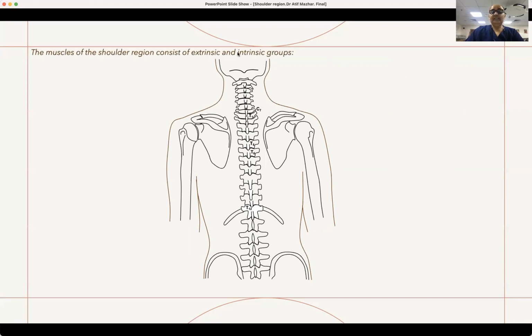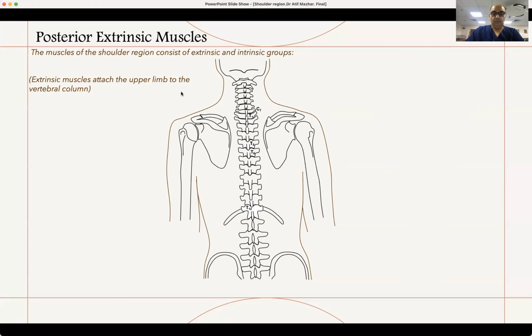We divide these muscles into extrinsics and intrinsics. What do I mean by saying extrinsic, and what do I mean by saying intrinsic? Extrinsic, outside. For your understanding, extrinsic, kharji, intrinsic, dakhli. So extrinsic muscle, what is peculiar about that? They attach the upper limb to the vertebral column, but intrinsic have some other job to do.